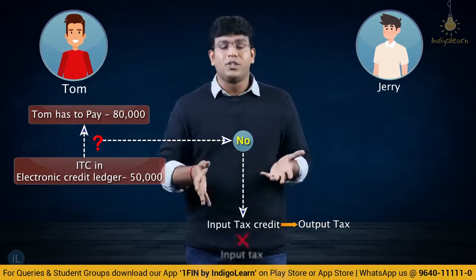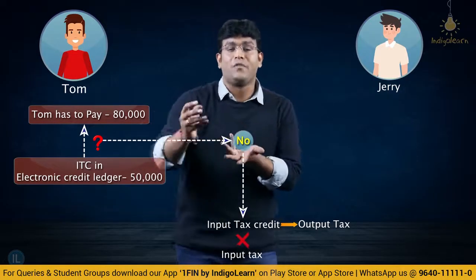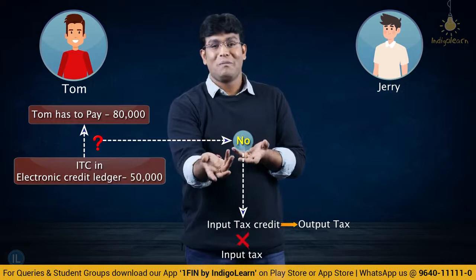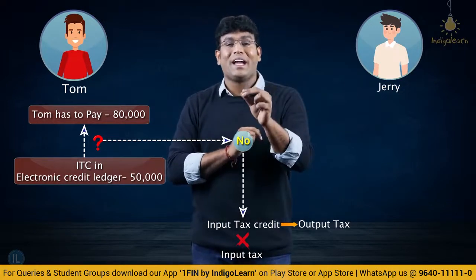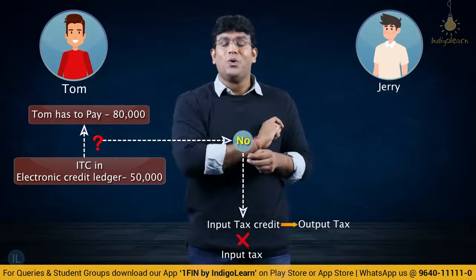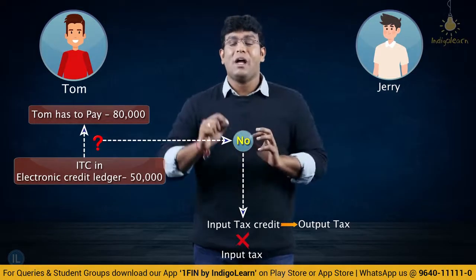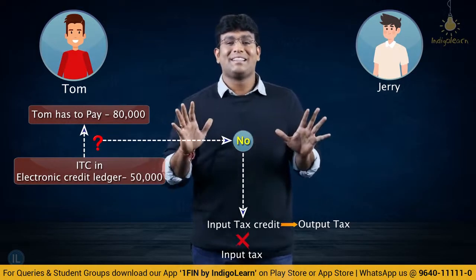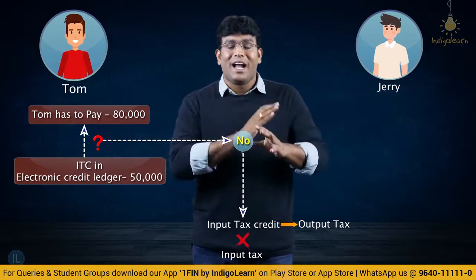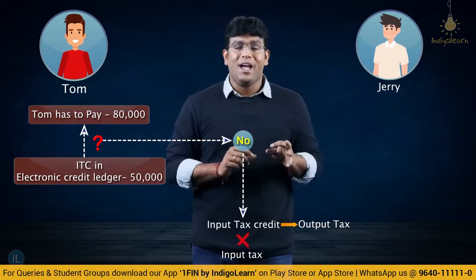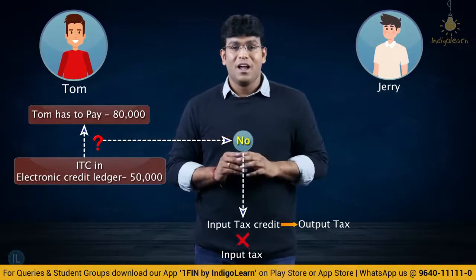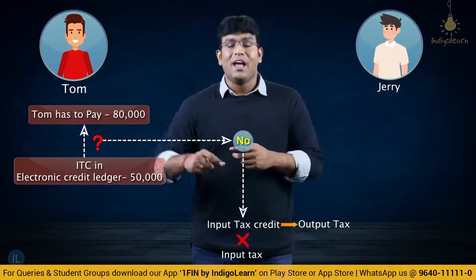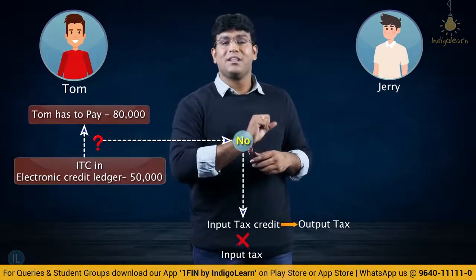And we cannot use input tax credit for payment of input tax, because it is very clear that the balance in the electronic credit ledger can be used only for payment of output tax. I believe that we have got some very good clarity on this wonderful concept called electronic credit ledger. Now we'll also understand what is electronic cash ledger.